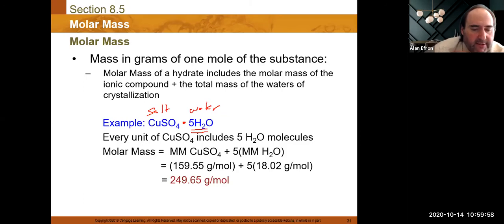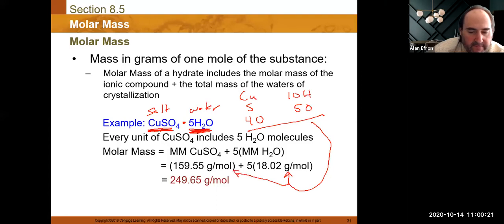So as you can see here, if we were going to the periodic table, we would need 1 copper, 1 sulfur, and 4 oxygens for the salt part. And the water part would have an additional 10 hydrogens and an additional 5 oxygens. Again, we would need to get all those together, which is basically what's happened over here. Taking all those together for our hydrate would give us a molar mass of 249.65. It's very common that people will not include the water part when they're doing the molar mass for the hydrate.